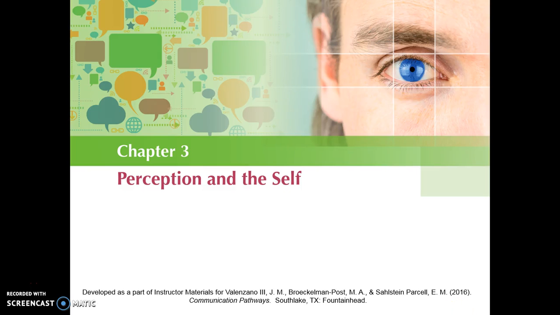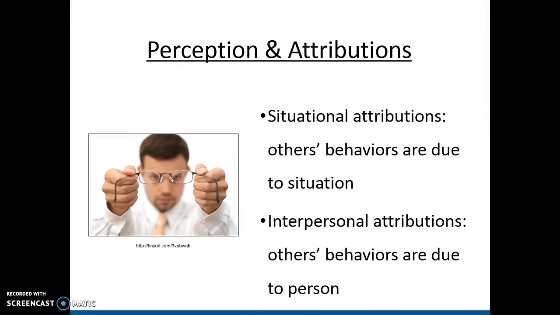Thus far, we've talked about perception being the process of selecting, organizing, and then interpreting in order to make meaning out of different people or different experiences. Now let's move on to talking about perception and attribution. So when we observe others engaging in certain activities, we start to make these assumptions about, well, why would this person do this thing? Those motives are the attributions.